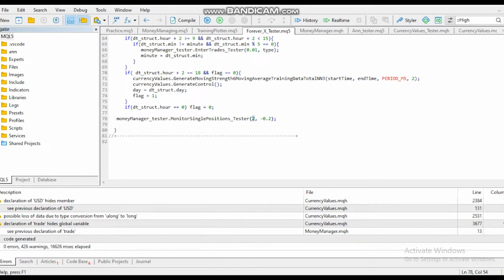So it's monitoring every single trade that it inserts on every one of the 28 major currency pairs. If it gets to a profit of 2, it closes that trade and marks it as a successful trade. If it gets to negative 0.2, it closes that trade and marks it as a negative trade. So it's a risk to reward ratio of about 1:10.